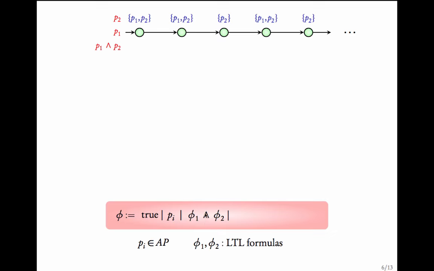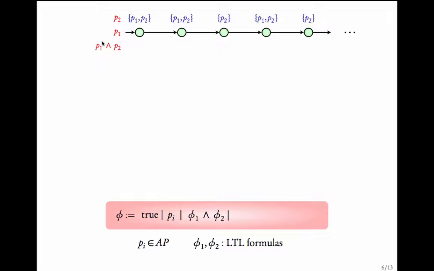Then this symbol stands for AND. So this reads as phi1 and phi2. Here P1 and P2. P1 was an LTL formula, P2 was an LTL formula. So P1 and P2 would be an LTL formula. In particular, this formula is true on this word because both P1 and P2 are true in the first letter.